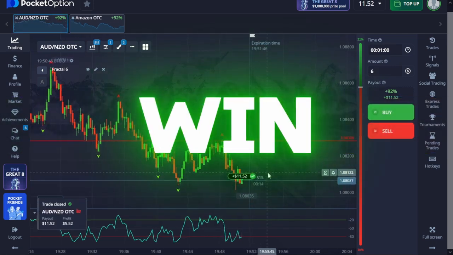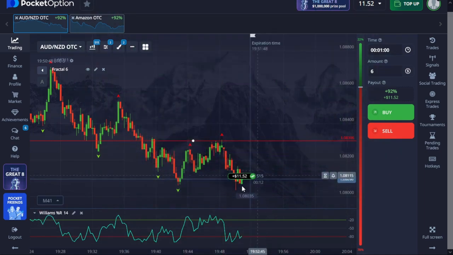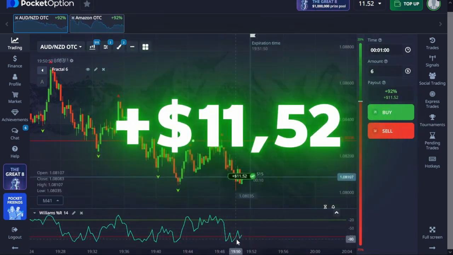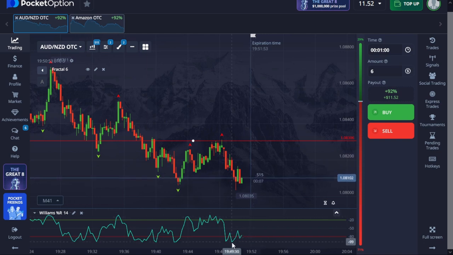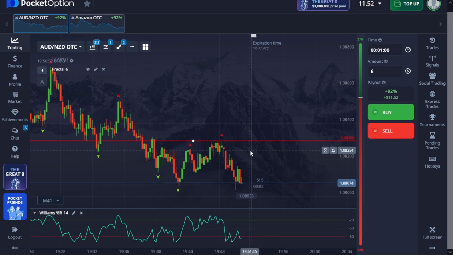The closing for the first operation. Look at that position again. All this on Wednesday OTC, guys. The Williams indicator was in the zone. It is already going down. It is the sales zone. The price is falling back. The Fractal was marked. That's how the strategy works.